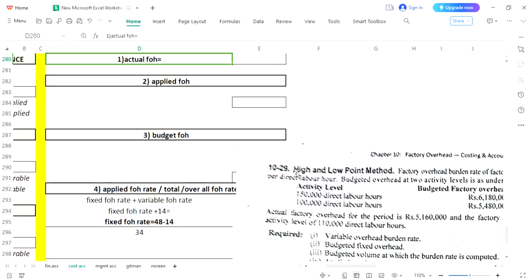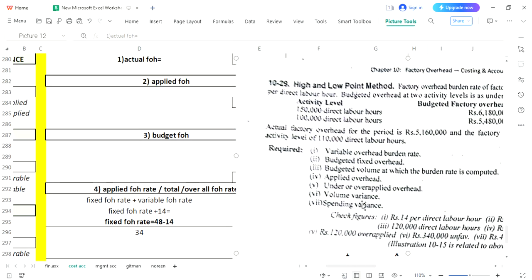Okay, now come over here. The first thing which we need to put is your actual FH. Read over here. If it is difficult for you to read, you can take reference from the book, but I am reading for you.